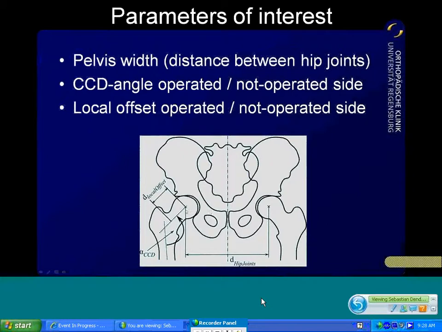We observed several parameters of interest. First, the pelvis width, which is defined as the distance between hip joints. We observed the CCD angle on both sides, the operated and the not operated side, and the local offset on the operated and the not operated side. These parameters of interest were measured in both X-ray and CT images.